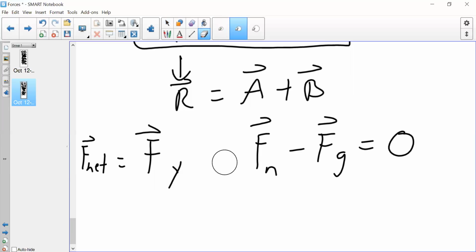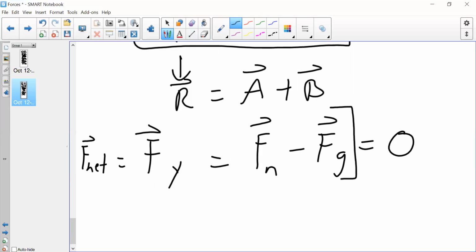I can just write this in. So F net is equal to Fy, which is equal to Fn minus Fg. Does that make sense? Any questions? Fx is done. There's nothing happening in the X direction.